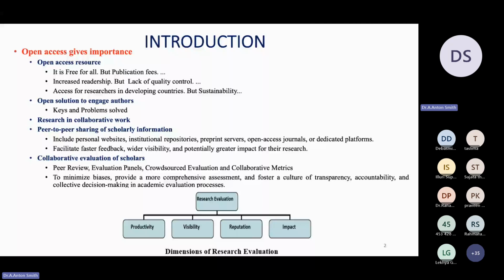Minimizing the bias should provide a more comprehensive assessment and foster a culture of transparency, accountability, and collective decision making in the academic evaluation process. Then only will better decisions be made and identified by the people. And coming to research evaluation, the dimensions of research have been classified into four categories.